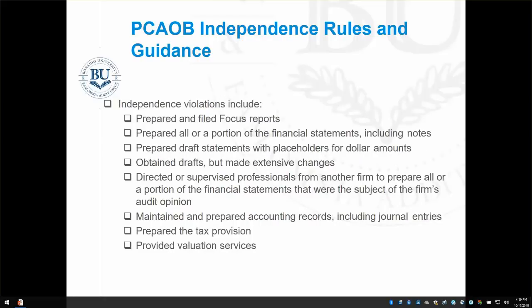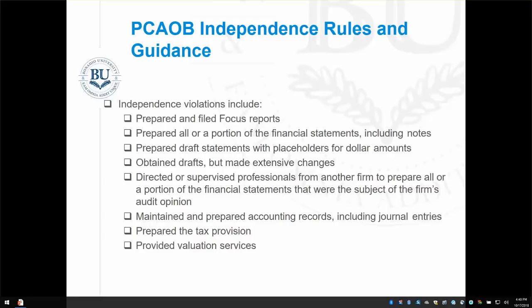So some other independence violations, as I alluded to earlier, from a broker-dealer perspective, the PCAOB has identified areas where the independent auditor was preparing and filing the focus reports on behalf of the client. That's obviously something that would violate independence, because you're acting as management by filing that report with the SEC.